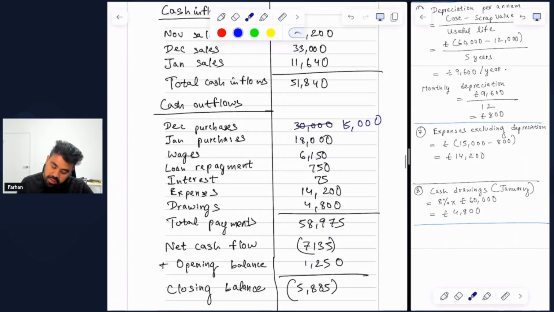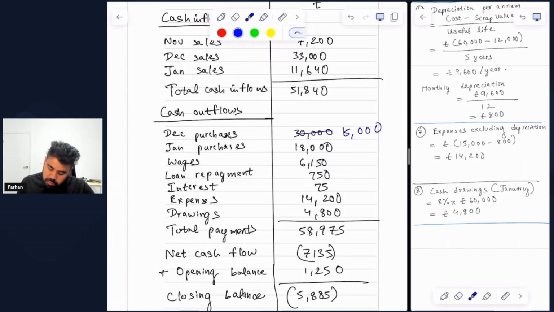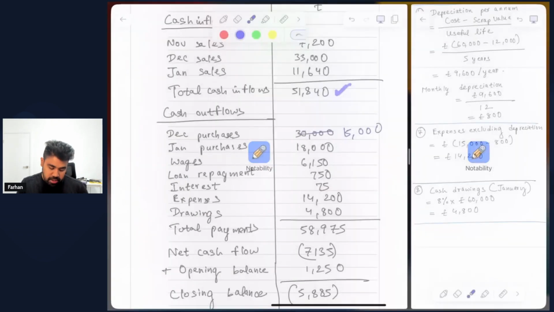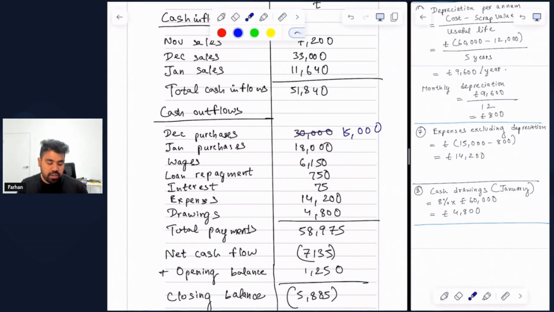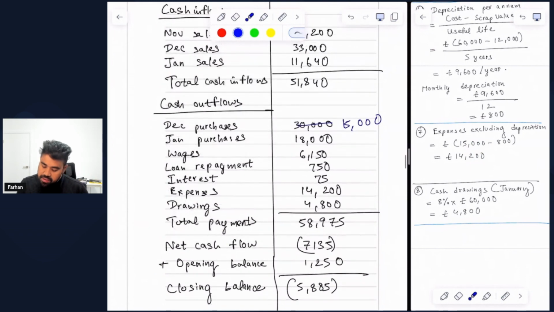So what we have to do next is subtract the total payments or the total outflows from the total inflows. Very straightforward, very simple. So you just take £51,840, which are the total cash inflows, and subtract £58,975, which are the total cash outflows, and you get £7,135. It's a negative number. I've kept it in brackets. So net cash flow is £7,135 negative, which in other words also means a net cash outflow of £7,135.